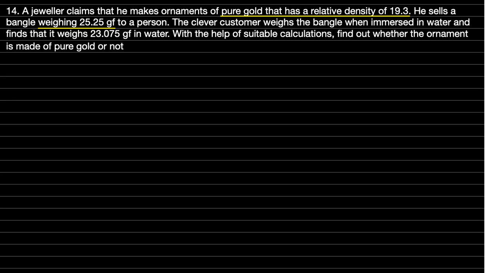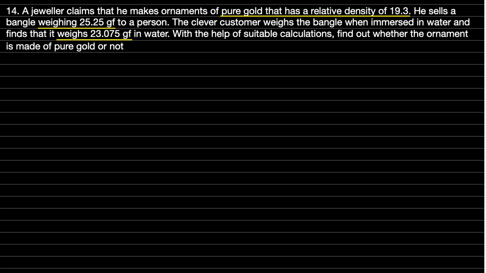The clever customer weighs the bangle when immersed in water and finds that it weighs 23.075 gram force in water. With the help of suitable calculations, find out whether the ornament is made of pure gold or not. It's a very simple question. We just need to find the relative density. Once we get the relative density, if we get it anywhere close to 19.3, the gold is pure. Or if we get it something else, the customer has been cheated.